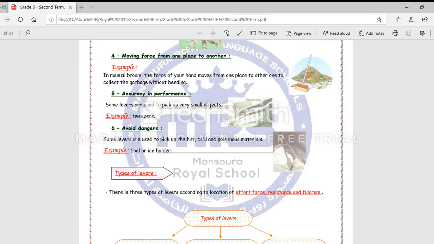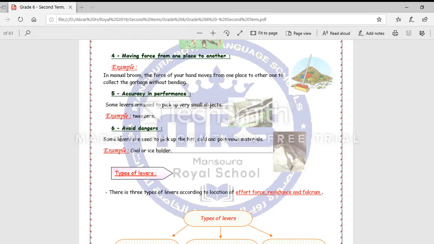Number 5, it's used to be accurate in performing something. So the function is accuracy in performance. Like what? Like the tweezers. The tweezers are used to pick up very small objects. So the levers allow us to be accurate in performing something.